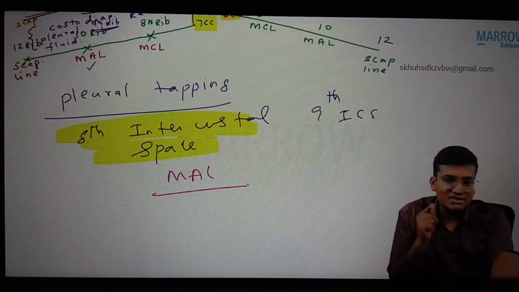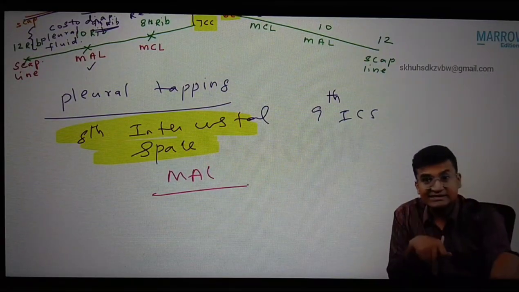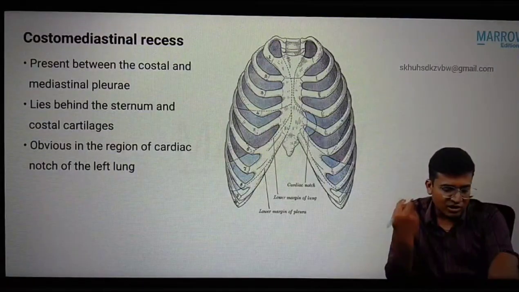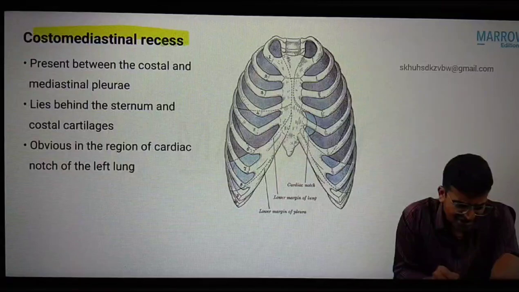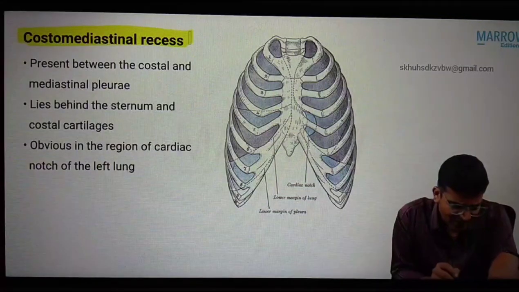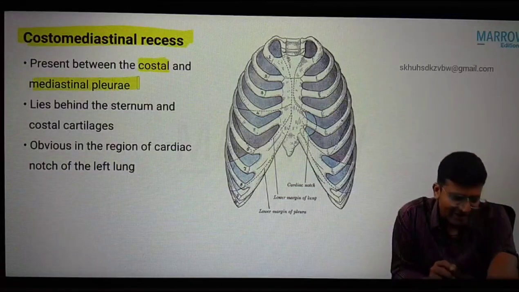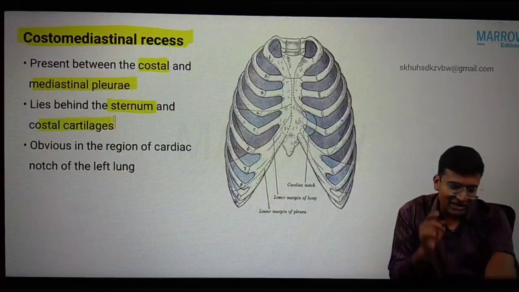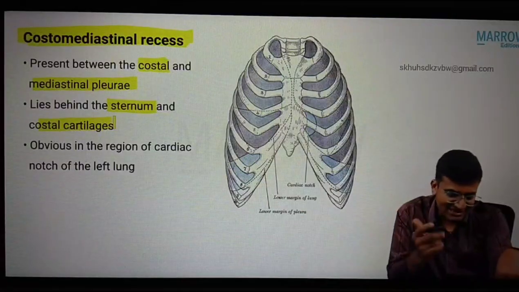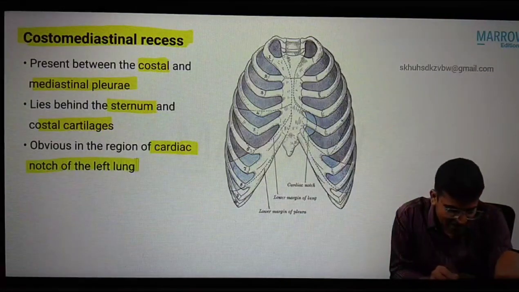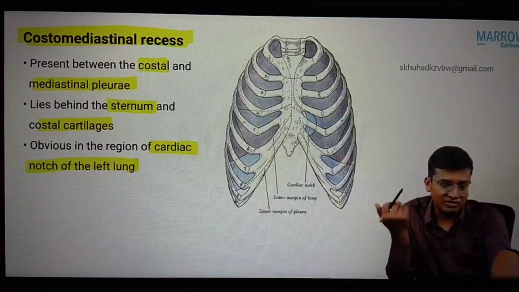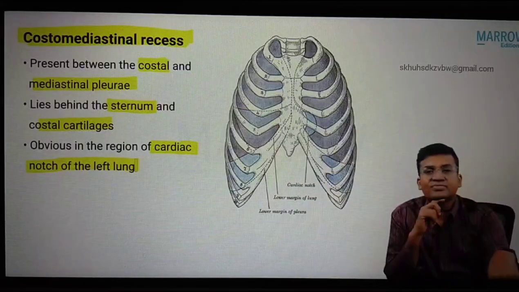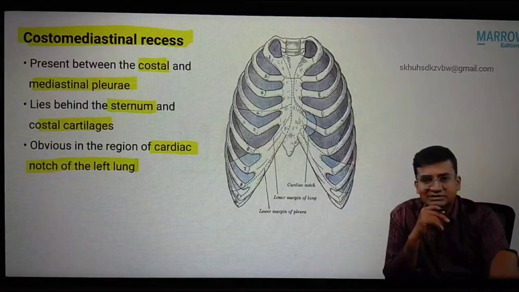And we also discussed the costo-diaphragmatic recess. Next, we also have one more recess called the costo-mediastinal recess. It is present between the costal pleura and the mediastinal pleura. This is present behind the sternum and the costal cartilage. You can see this in the region of the cardiac notch of the left lung. It is very obvious there only. That's all about the costo-mediastinal recess.